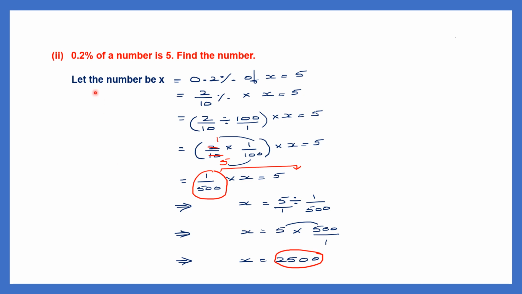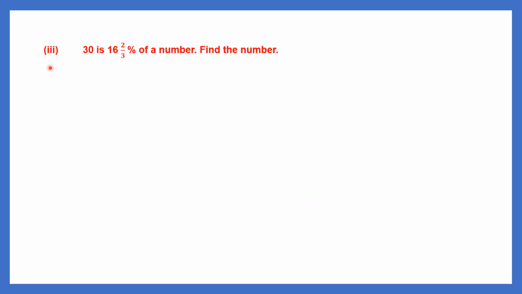So the question is 0.2% of a number is 5. Find the number. So the number here is 2500. Question 3. 30 is 16 2 by 3% of a number. Find the number. Again, we don't know the number. We're going to consider it to be x.